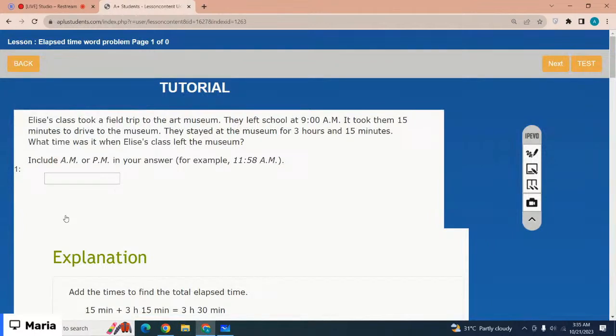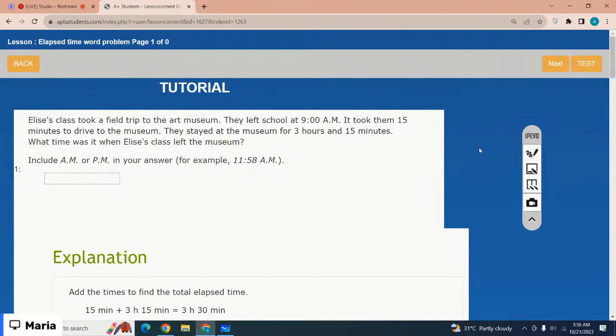Elsie's class took a field trip to the art museum. They left school at 9 a.m. It took them 15 minutes to drive to the museum. They stayed at the museum for 3 hours and 15 minutes. What time was it when Elsie's class left the museum, right?